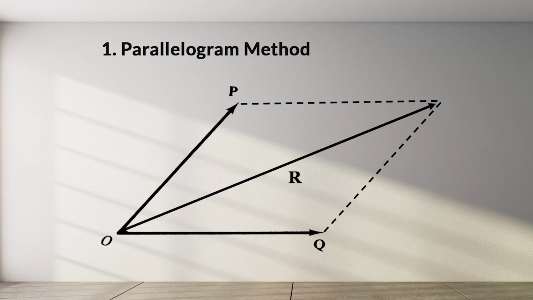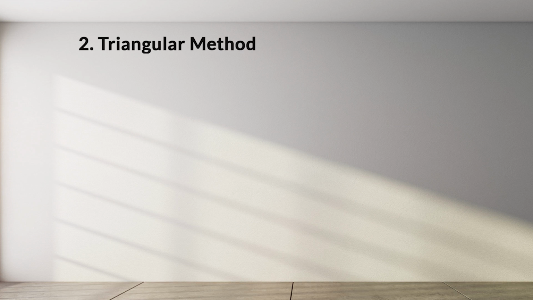The parallelogram law is based on experimental evidence only. It cannot be proved or derived by mathematics. The second method is the triangular method. The construct shown at left suggests that forces may also be added by arranging vectors tip to tail.